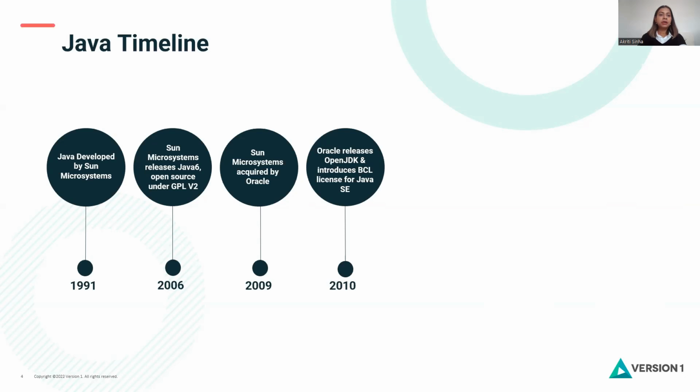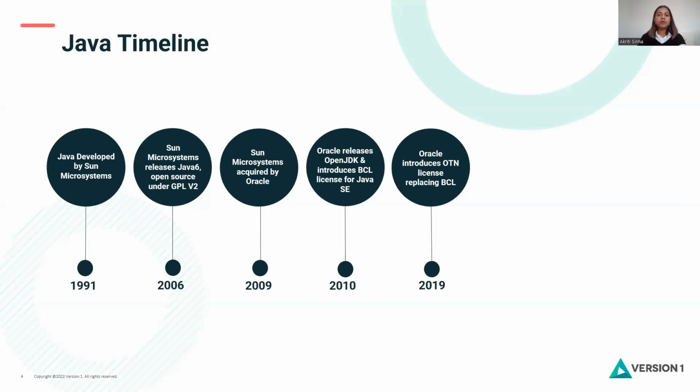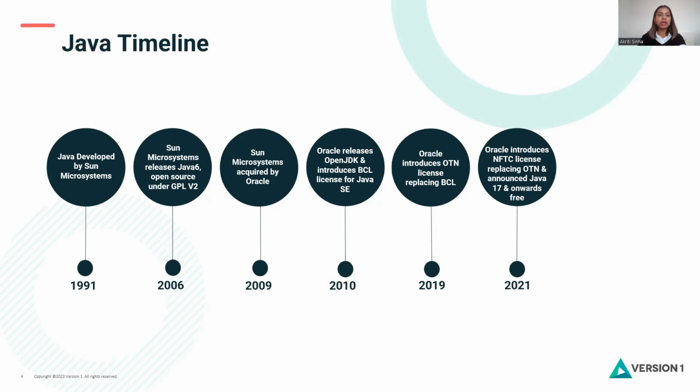After the acquisition, Oracle in 2010 introduced OpenJDK, which is an open source implementation of the Java platform. At the same time they also launched BCL, which is the Binary Code License Agreement for Java SE, which we will cover in detail in later slides. In 2019, Oracle introduced a new license type called OTN. After the release of OTN, BCL still exists. However, BCL is more applicable to older versions of Java, whereas OTN is applicable to newer versions of Java.